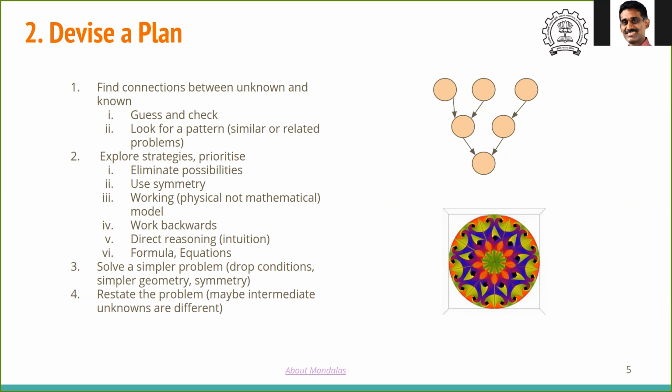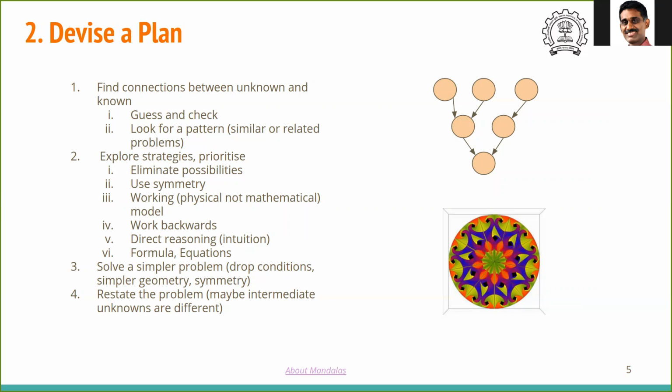Or you simplify the geometry. As I said, look for symmetries to simplify the geometry. And then restate the problem. Now, because you have got a simpler problem, restate it with some intermediate. So I'm not solving the bigger problem, but I'm solving a small problem. So it is important that all these things are actually done at the planning stage.